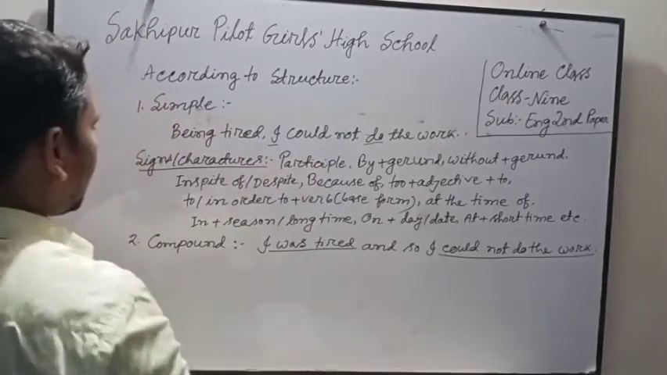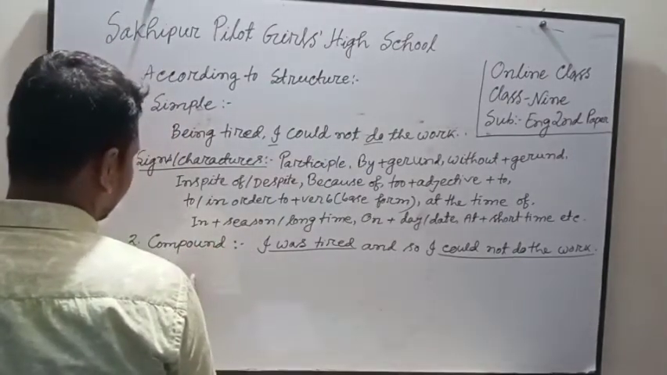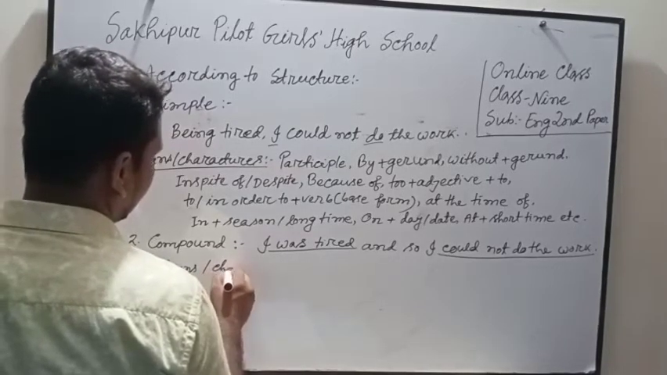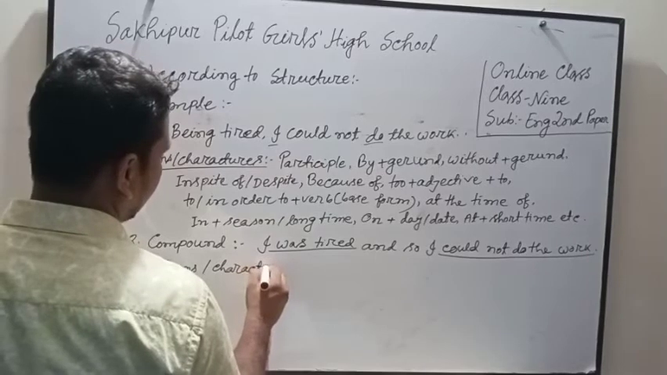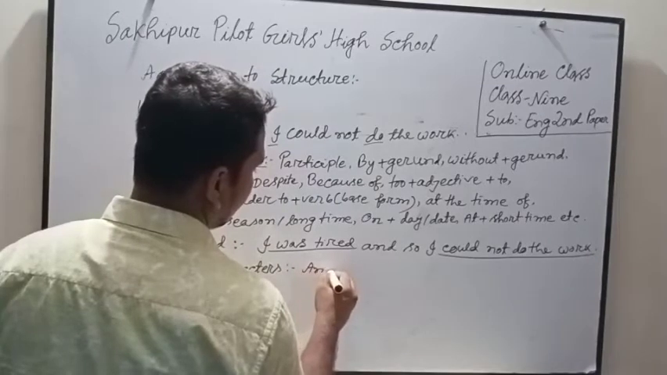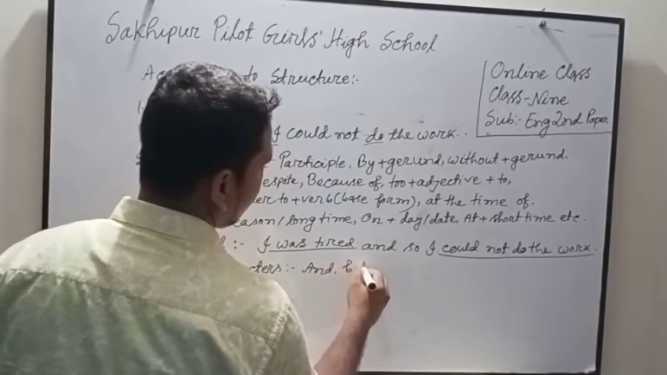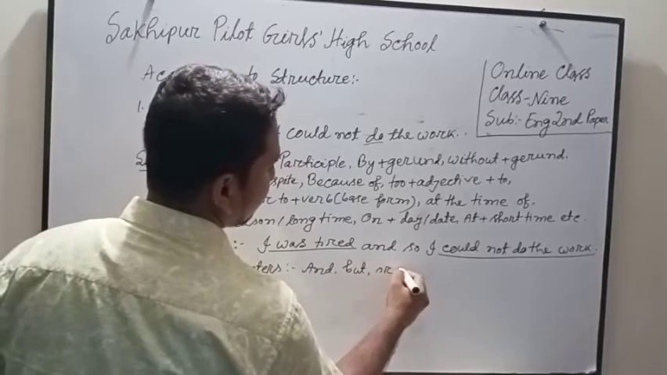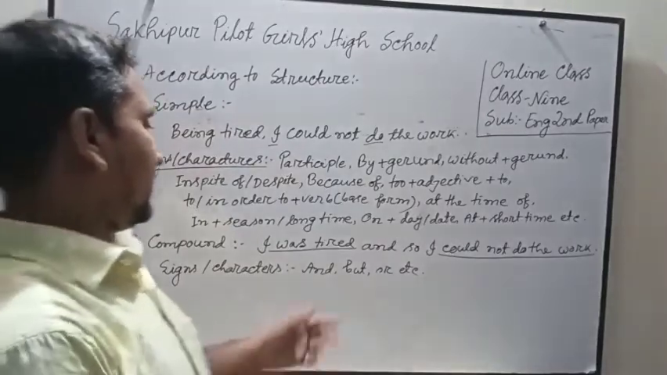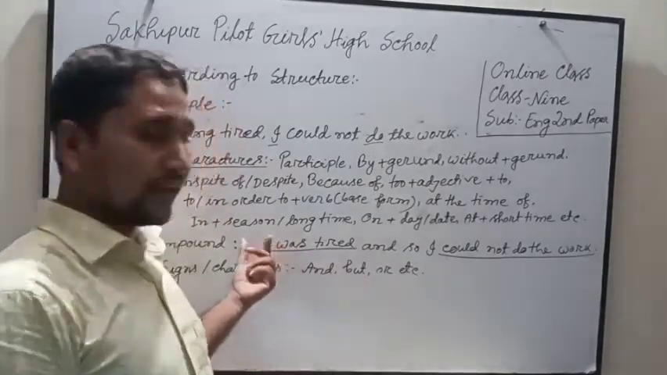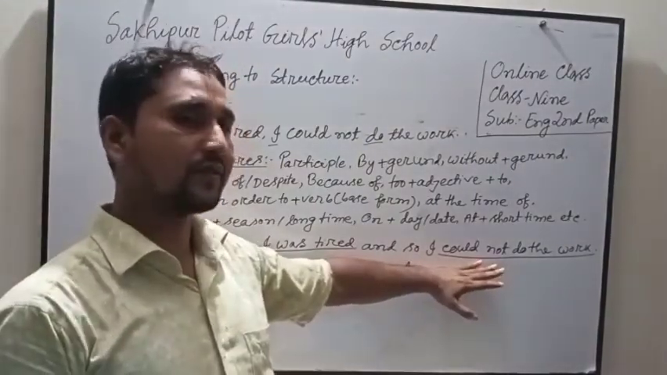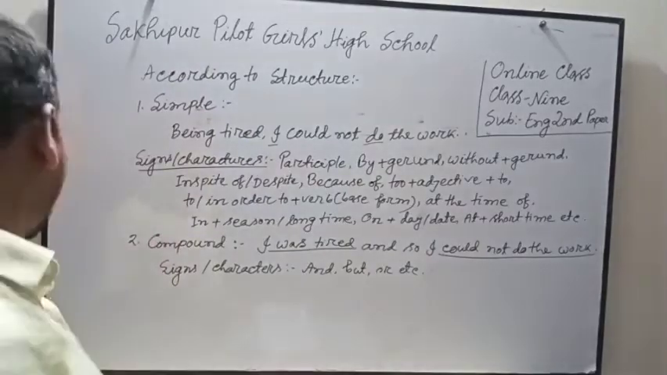Its main signs or characters are and, but, or, mainly, etc. That conjunction can connect one or more principal clauses, that means a compound sentence.